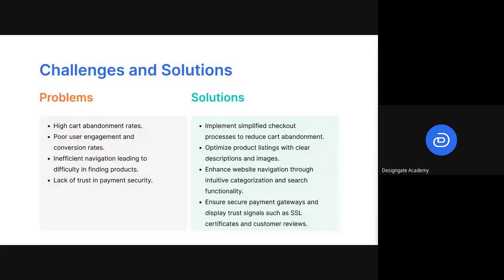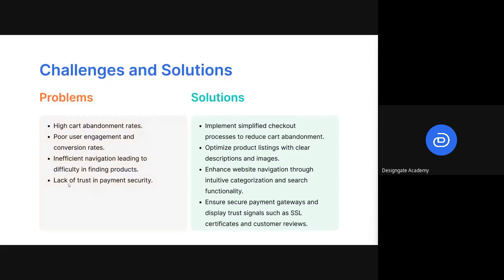Okay, so what are some of the solutions? Also, lack of trust. You also have the problem of poor user engagement and conversion rates. You have the problem of inefficient navigation leading to difficulty in finding products. You also have problems of lack of trust in payment security.